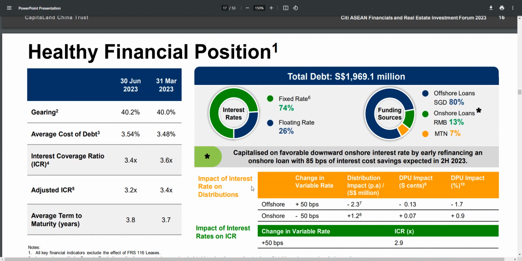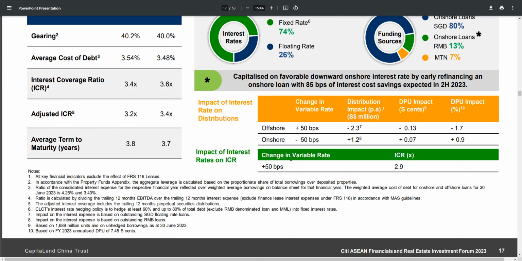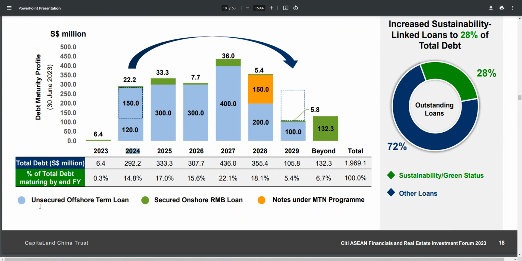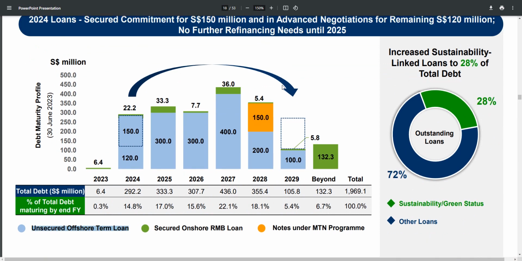This is the part, the debt, where I'm not quite sure why they take so much offshore loans in SGD when their income is in renminbi. If you look at this, I was looking at it at first and thinking this is a good thing because they don't have any more loans to refinance in 2023, but in 2024 they are already sort of refinancing their loans now.